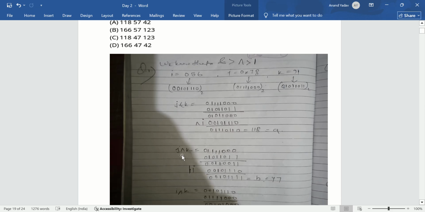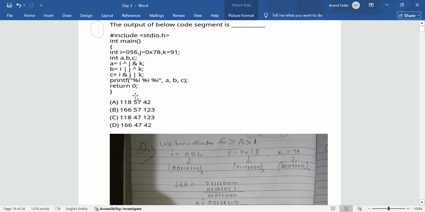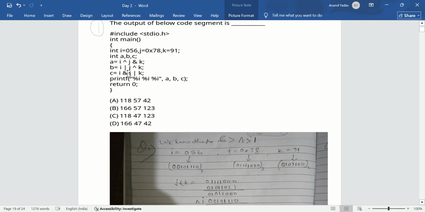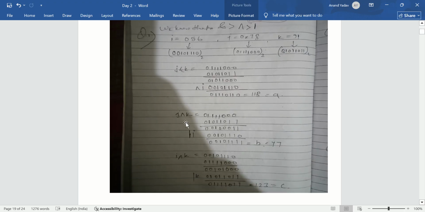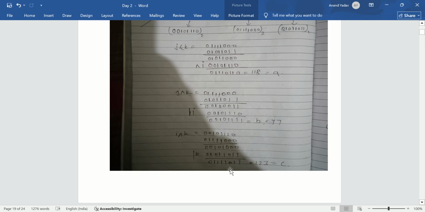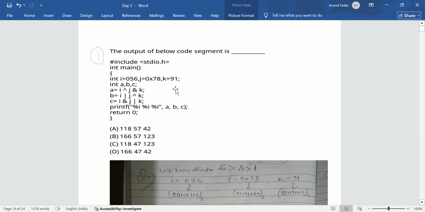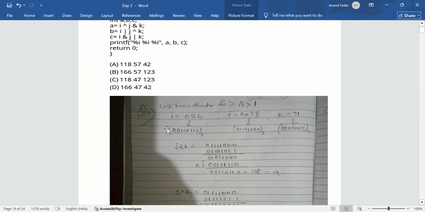Now the second one is how B is calculated. B is calculated with XOR first, then OR. For B, we take J and perform the XOR operation and then the OR operation. We get B equal to 47, and then C equals 123 by using this. In this way I solve this first problem.